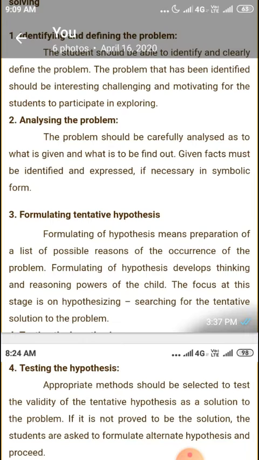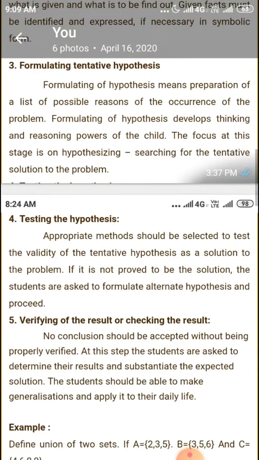Formulating tentative hypothesis. Formulating a hypothesis means preparation of a list of possible reasons for the occurrence of the problem. Formulating a hypothesis develops thinking and reasoning power of the child. The focus at this stage is on hypothesizing, searching for the tentative solution to the problem.